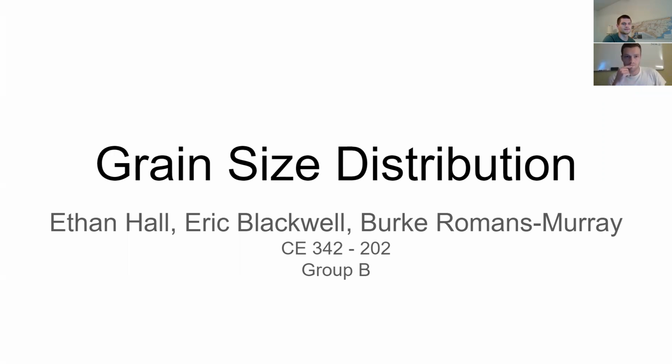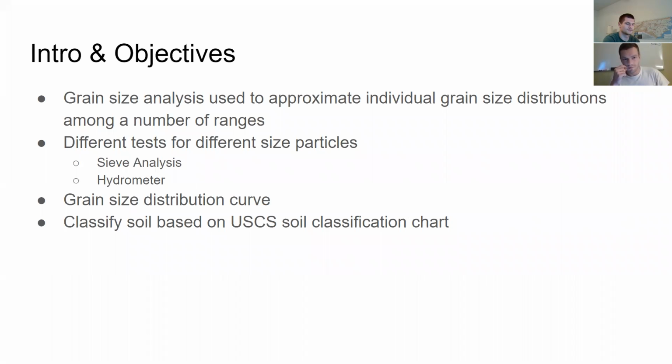We did the grain size distribution lab. Next slide. The grain size analysis test is used to approximate the individual grain size distributions of a soil sample. For this, particles are categorized into a range of sizes. There are two different tests we use to determine the grain sizes.